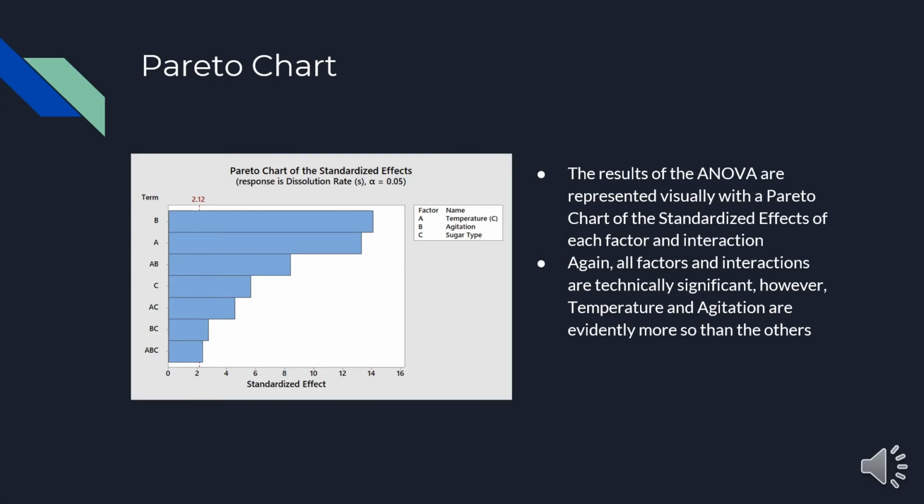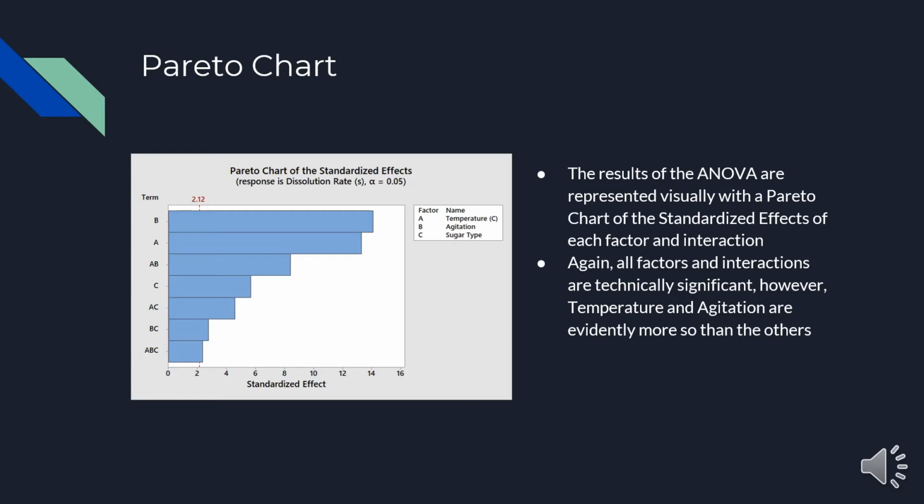To better illustrate the significance of each factor, a Pareto chart of the standardized effects is used. The Pareto chart lays out each factor and interaction in order of its effect on the response variable, dissolution rate. Note that the dashed red line at 2.12 is a threshold for significance given our alpha value of 0.05. As previously mentioned, each term surpasses the threshold for significance. However, it is clear to see that temperature and agitation have the most effect on the response variable, with agitation having a slight edge over temperature.